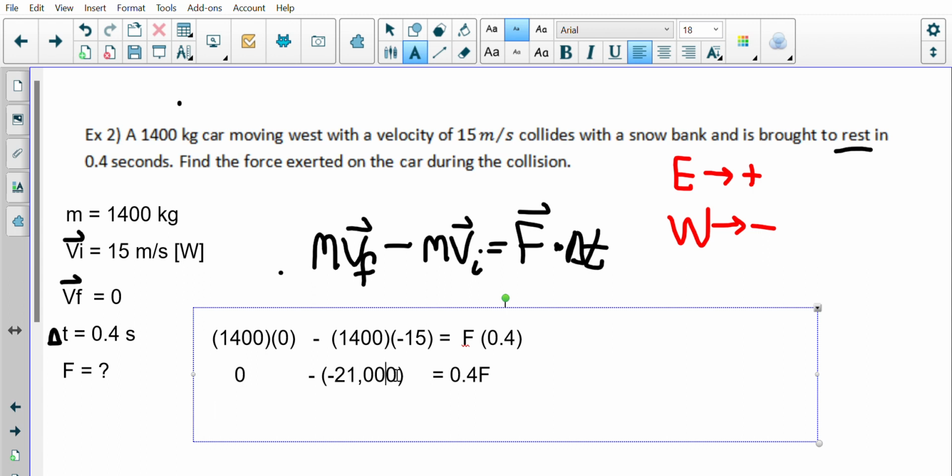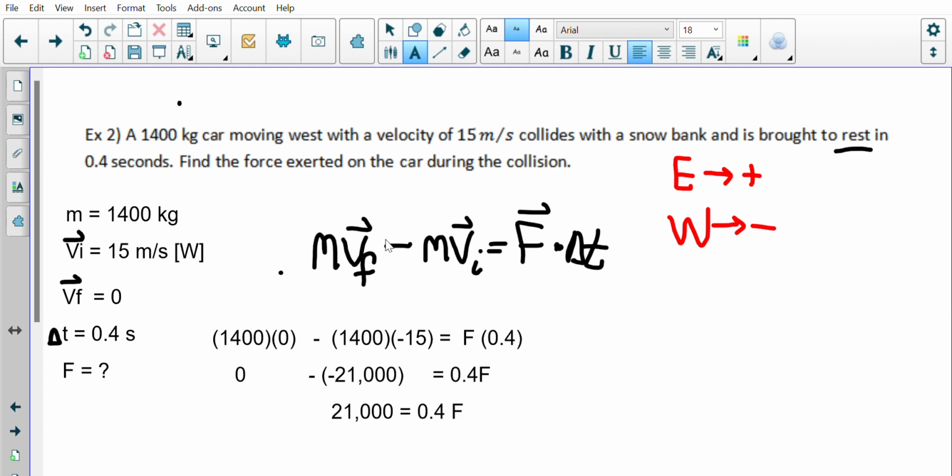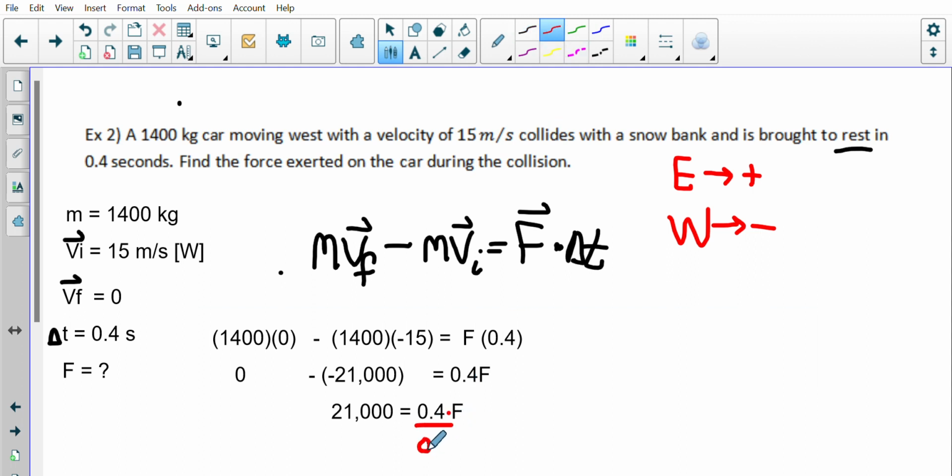Continuing on. Let's get down to the next level. There we go. 2 minus signs there, so it just looks like I'm going to have a 21,000 equals my 0.4 times F. Now again, we're trying to find the force exerted. So I'm going to get F by itself by dividing both sides by 0.4. And what I do to one side, I can do to the other.